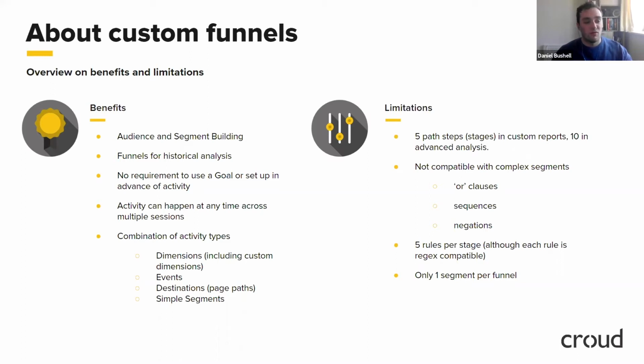You can have 5 rules per stage, which again sounds like a limitation, but each rule is regex compatible. So you can use regex to overcome that and expand those rules to however you need to. And finally, there's only 1 segment per funnel. So when you think about that in combination with the fact it's not compatible with complex segments, always make sure that if you are using segments as part of your custom funnels, you'll probably want to be selective over which ones you use.